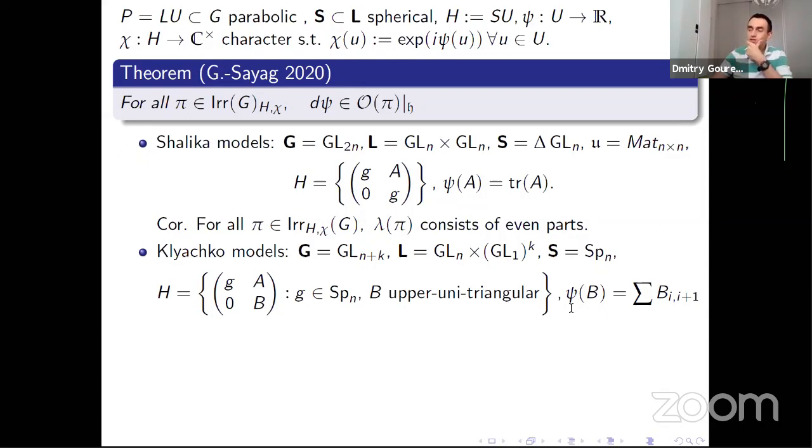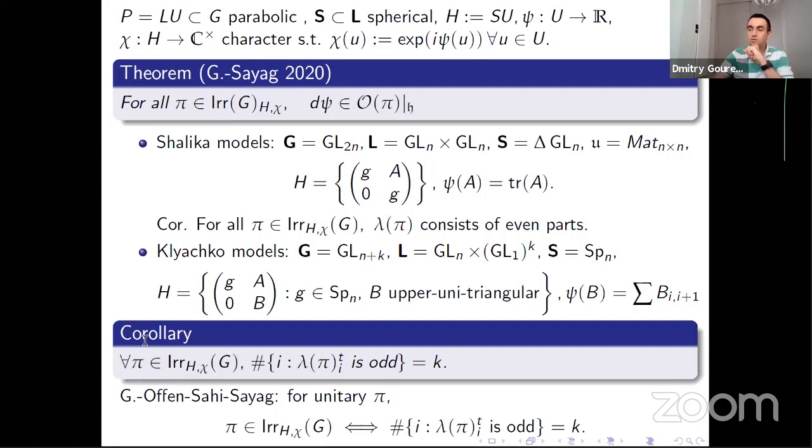And the non-degenerate character of B is just given by summing all the elements just above the diagonal. So these Klitschko models interpolate between symplectic models and Whittaker models. Whittaker is when n equals 0. Symplectic is when k equals 0, just the symplectic subgroup, and Klitschko models interpolate between them.